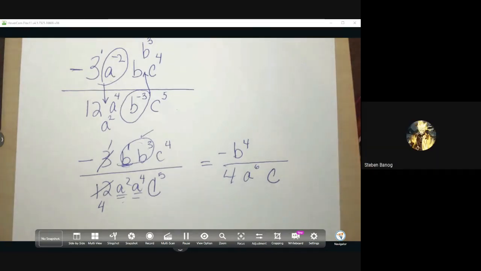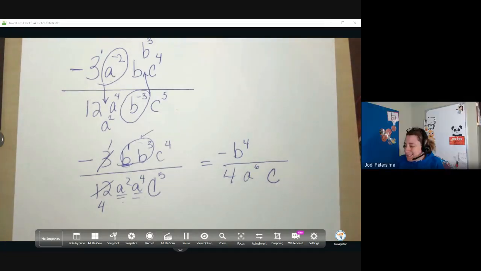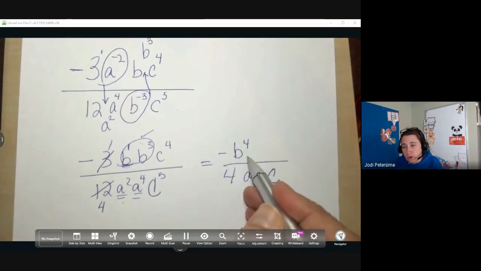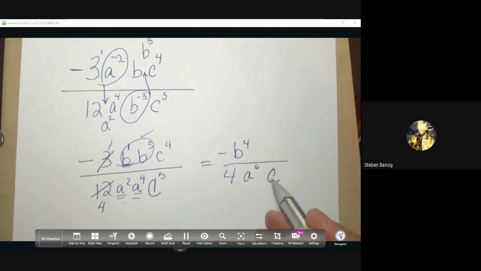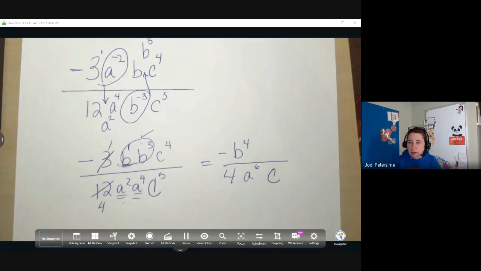Doesn't matter where you put the negative sign. The only thing is typically we will write it with the numerator, or we'll put it out front. We never really put it in the bottom. Okay, thank you. Good question. Anybody else?